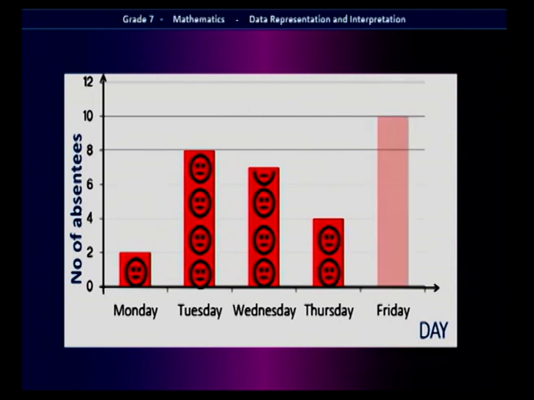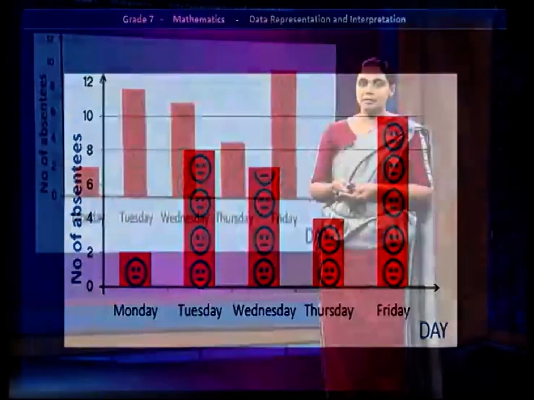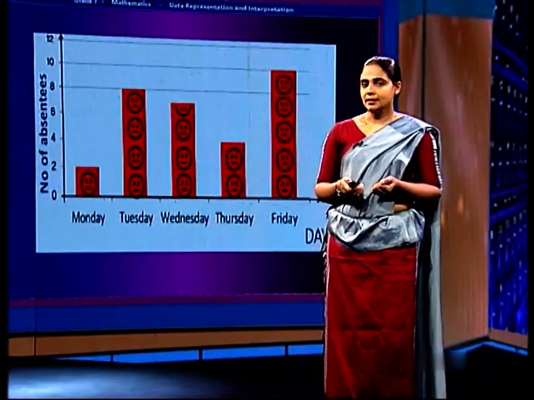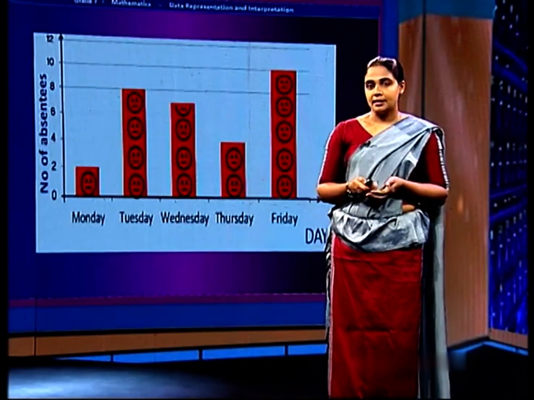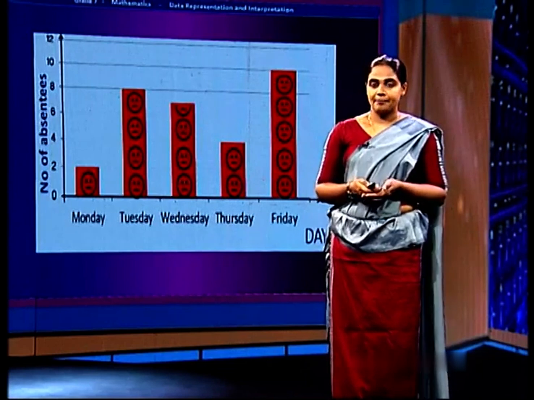On Friday, it is 10. Then I mark the line for the number of absentees up to 12. Why? The maximum number of absentees was 10, so it is enough to mark up to 12. Here the faces show the number of absentees also. Then kids, in our bar graphs we can't draw pictures, so we should draw our bar graph without drawing faces. Look at this one.